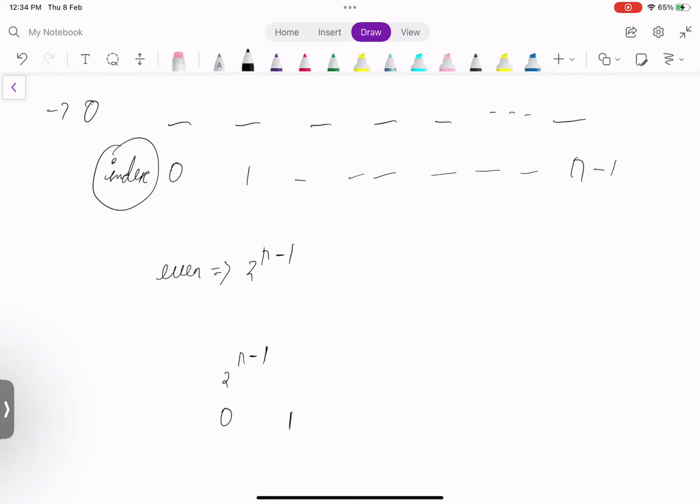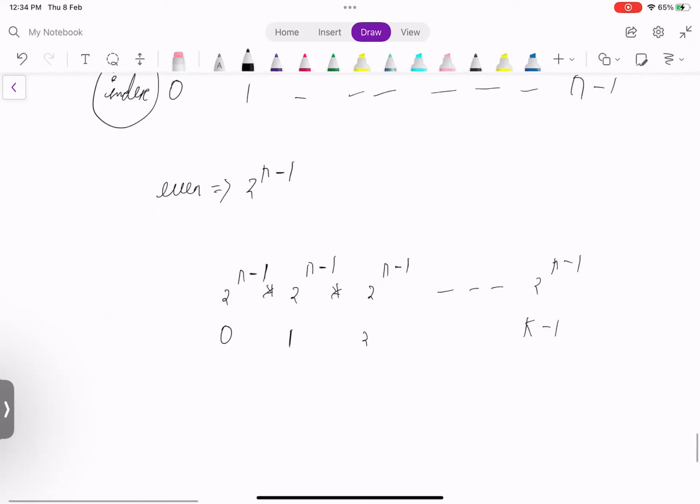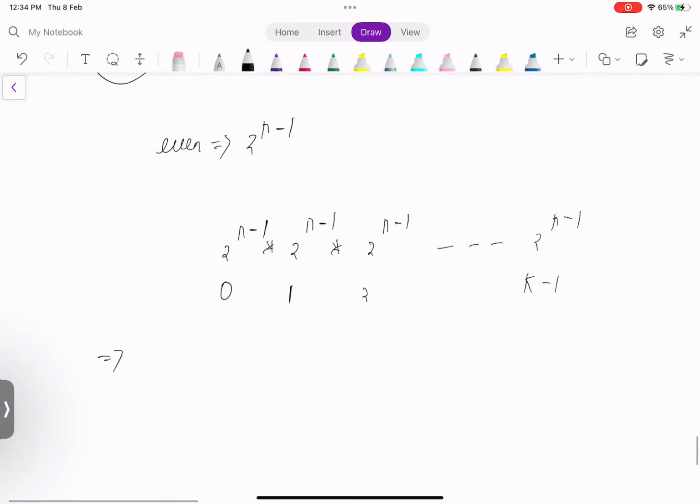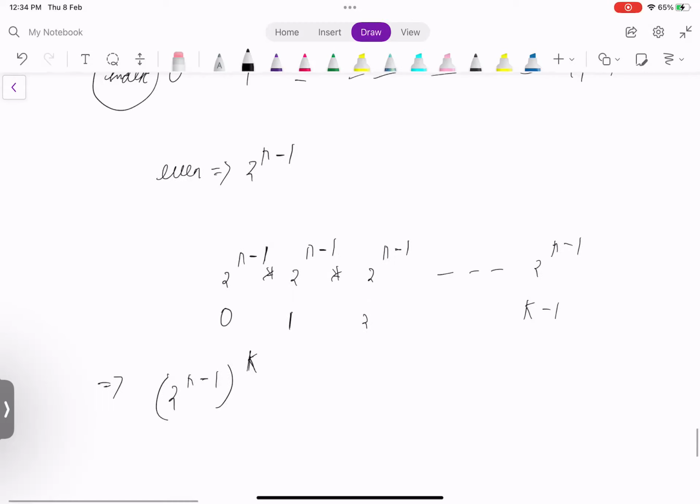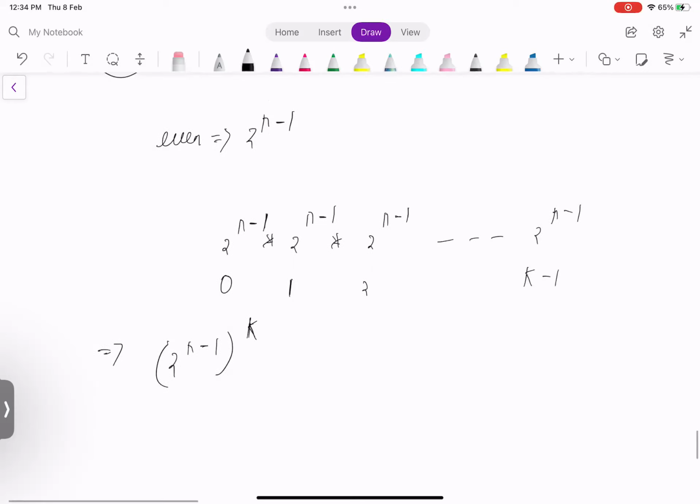For the first bit, it will again be 2 power n minus 1. For the second bit, it will be 2 power n minus 1. So on till the k minus 1th bit, it will be 2 power n minus 1. Right? So in total, the number of choices is (2 power n minus 1) whole power k. Right? So if we formulate it, it just came down to a one-shot formula. That is, we should just output (2 power n minus 1) whole power k, whole modulo.